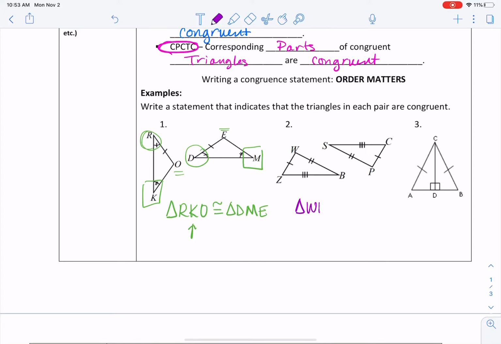Triangle WBZ is congruent to triangle. Let's start here. W is between the 1 and the 2. So the one that's between the 1 and the 2 over here is P. Then we look at B. B is between the 2 and the 3, so that's S. And then the last letter is C.